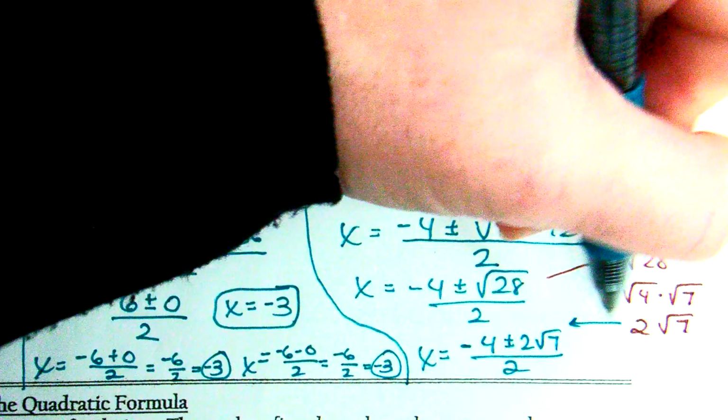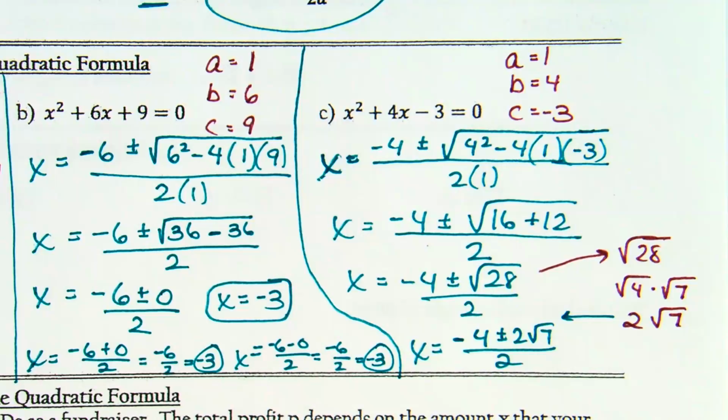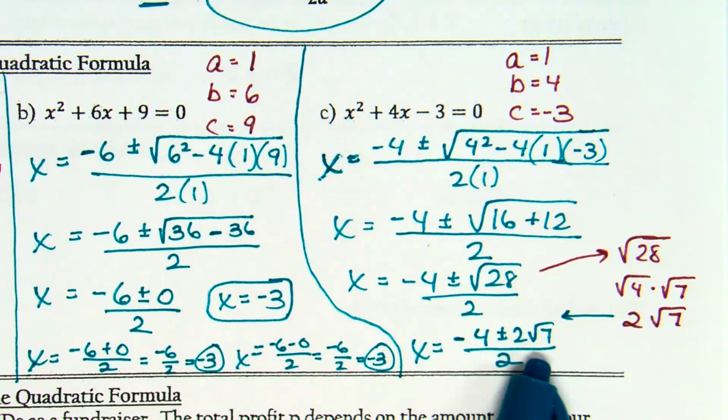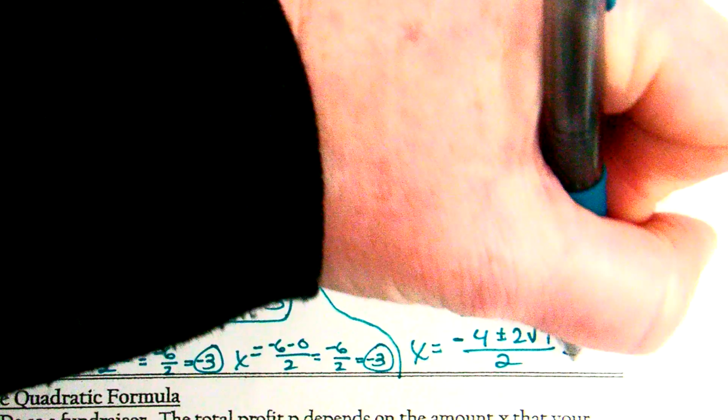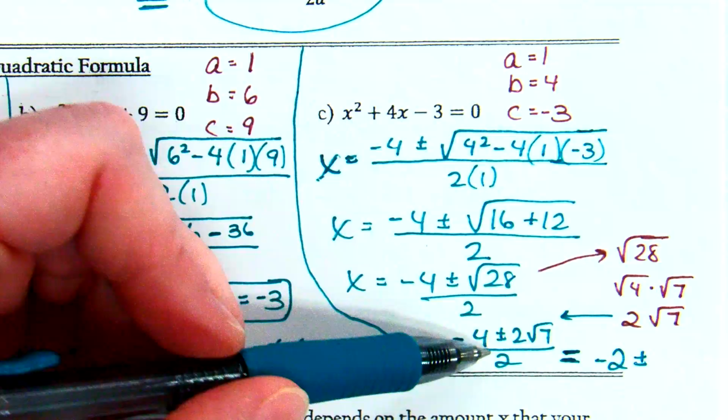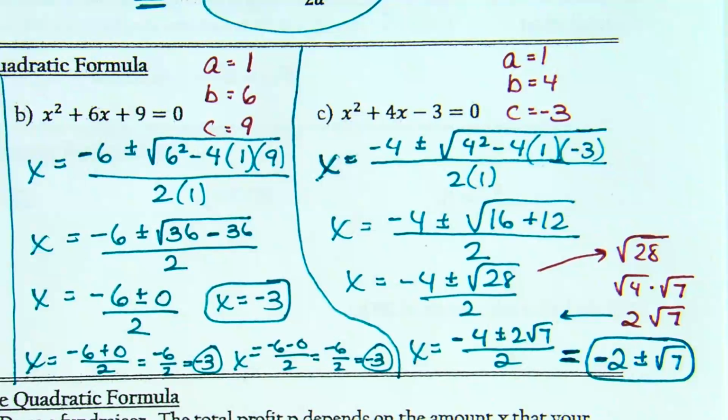Okay? And the question became, can we simplify it now? Yes, because 2 divides into negative 4, and 2 divides into 2 radical 7 because it divides with the 2 out front. So now, if we go one more step, what is negative 4 divided by 2? Negative 2. Plus or minus 2 radical 7 divided by 2? The 2's cancel and you have radical 7. So this answer actually becomes negative 2 plus or minus radical 7.